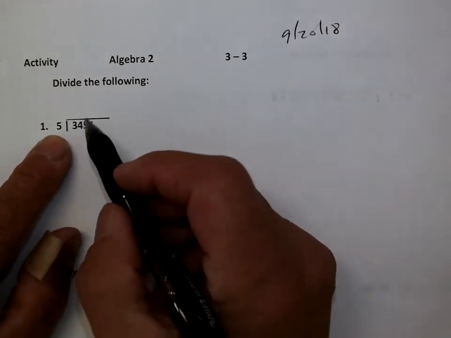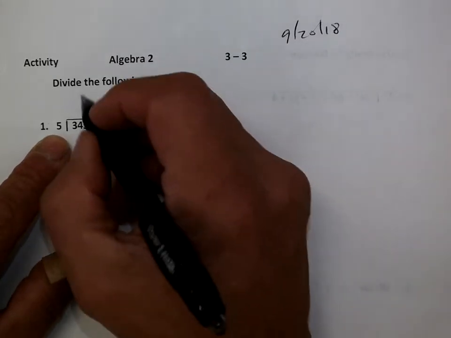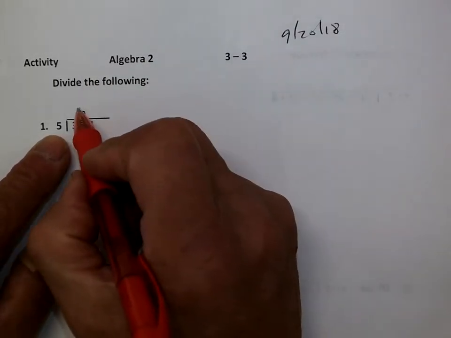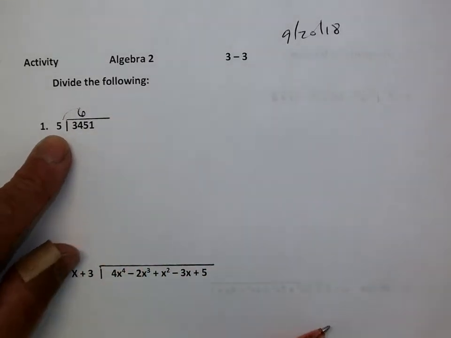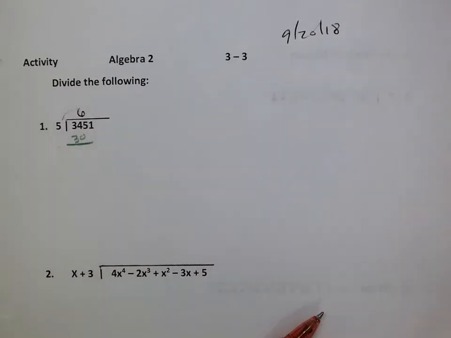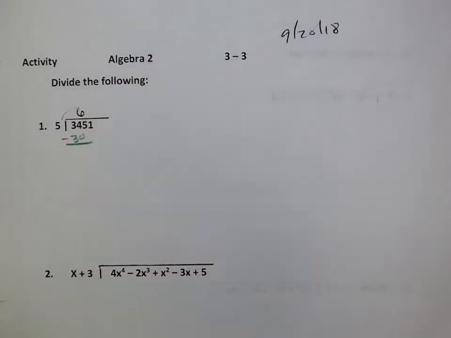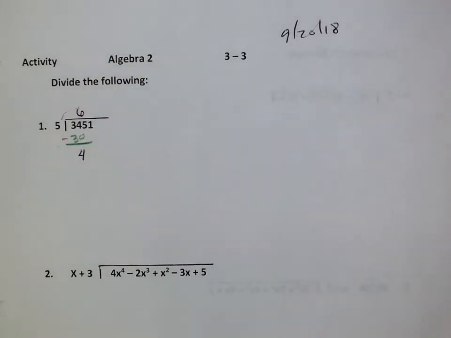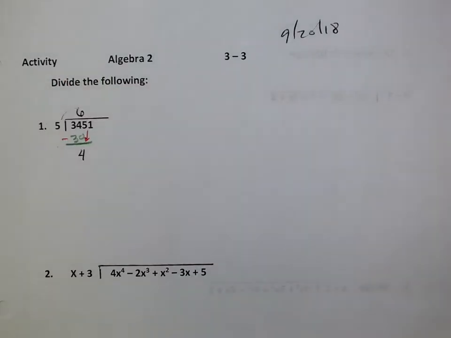So first of all, 5 doesn't go into 3, but 5 does go into 34. We know it goes in 6 times, right? So the trick then is we multiply the 6 times the 5, and we get 30, right? And then we subtract 34 minus 30 and we get a 4, right? And then we bring down the next term, we bring down the 5.